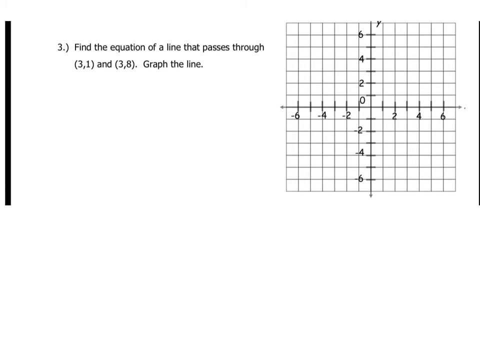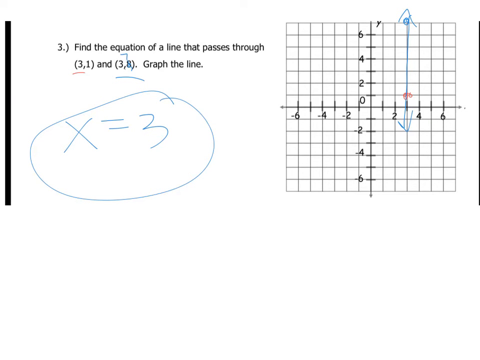Our next one, our first point is 3, 1. So that's right 3, up 1. And our second point is 3, 8. So that is right 3, up 8. Again, I can't go all the way up to 8, so we're going to change that to 7. So right 3, up 7. But you'll notice, again, I have another undefined slope. Again, it's only going through the x-axis, so it's x equals 3, since 3 is what's common in both coordinate points.